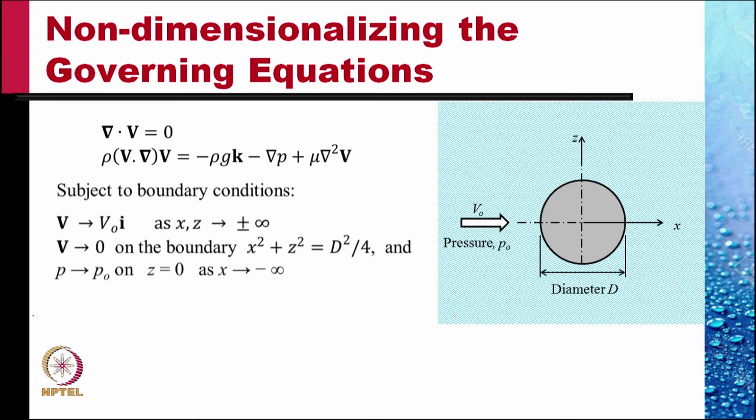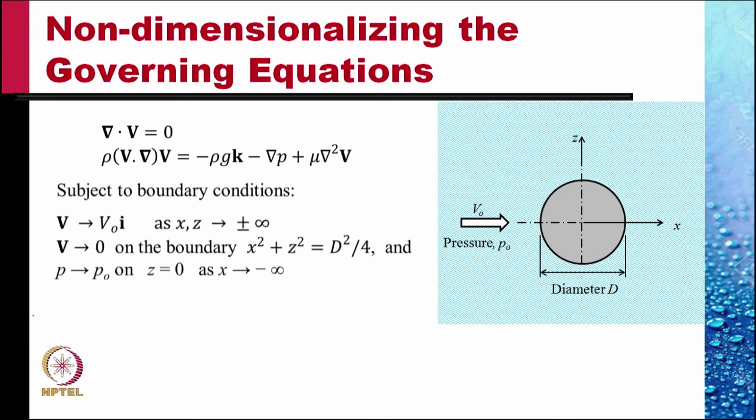The boundary conditions could be v, the vector velocity, far away as x and z tend to plus minus infinity, is v naught i. The flow is only in the x direction with the velocity v naught. And v is 0 on the boundary x squared plus z squared equals D squared by 4, where D is the diameter of the cylinder. So on this boundary, the velocity is 0. This is the no slip boundary condition.